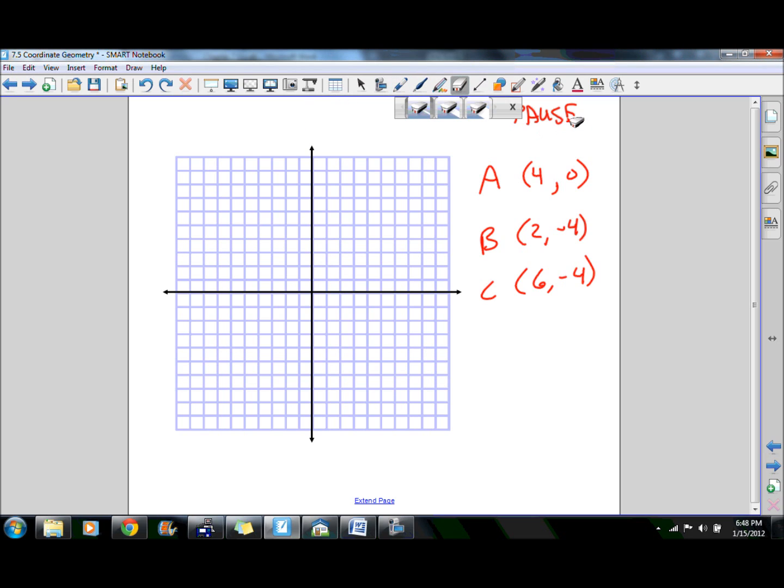All right, so we're back. Let's give this a try. Let's figure out what the classifications are on this one. So A is 4, 0. B is 2, -4. And C is 6, -4. Alrighty.